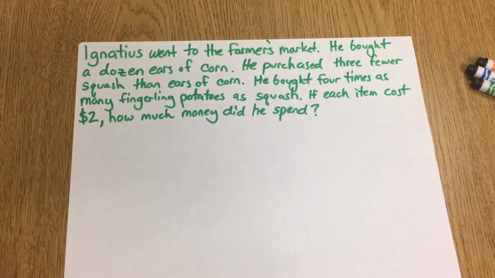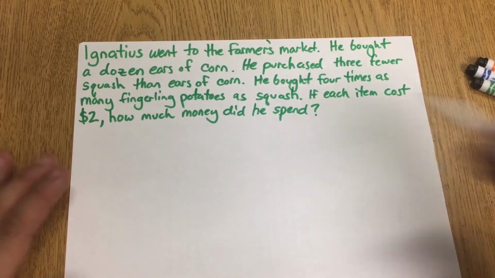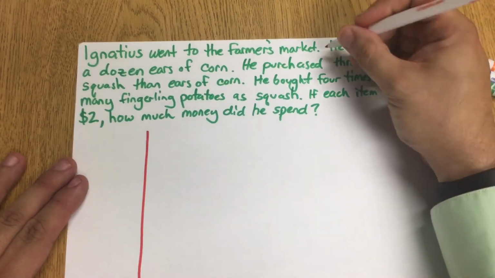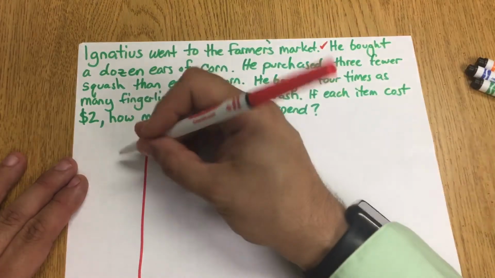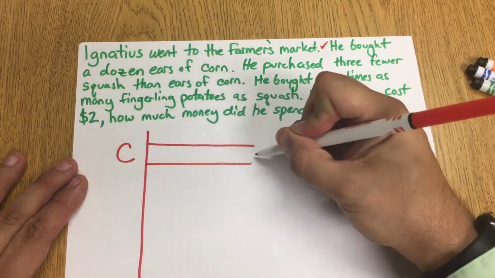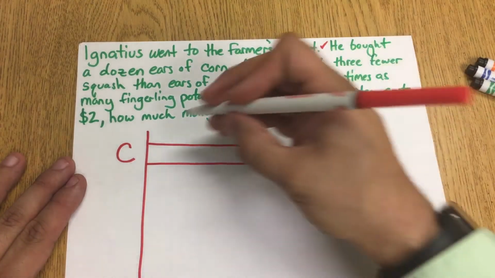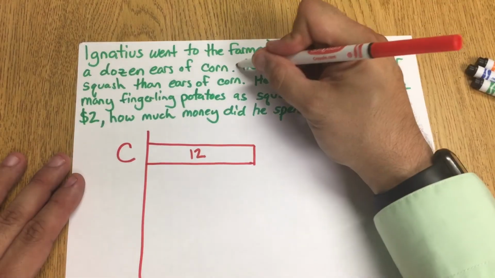You know, I'm reading this, there's a lot of numbers for me to keep track of here, so I'm going to slow down and get myself organized. Once again, that vertical line here. Ignatius went to the farmer's market. Good for Ignatius. He bought a dozen ears of corn, so I'm just going to put here a C. And hopefully you know that a dozen is a word that represents the number 12. 12 ears of corn. Okay, done.